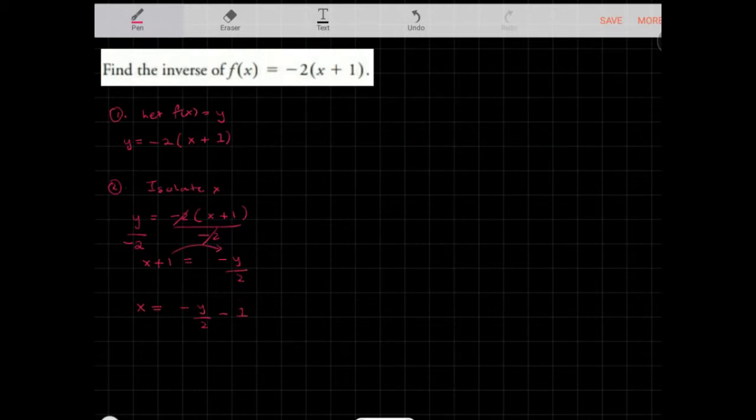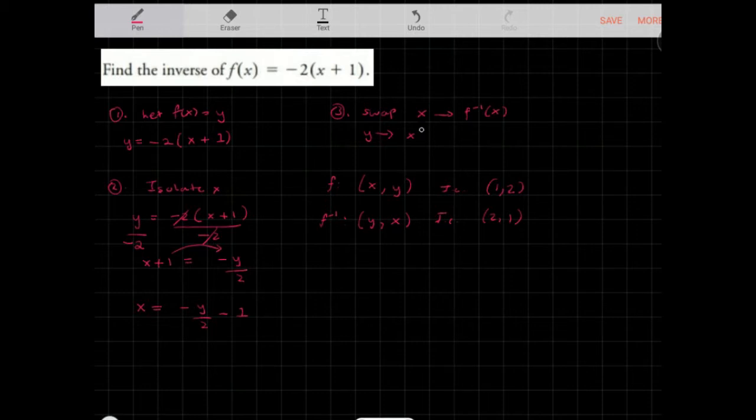At this point, what you want to do is swap x into f inverse of x and y as x. Because we stated that if a function f has the points x and y, the inverse function is going to have the points y and x. The x and y values swap. Here's an example. If you have the points 1 and 2 in the function f, then in the inverse function you're going to have the points 2 and 1. So you just swap the x and y.